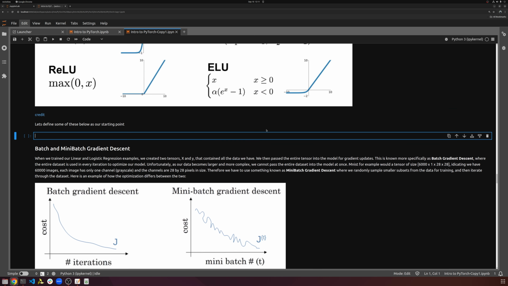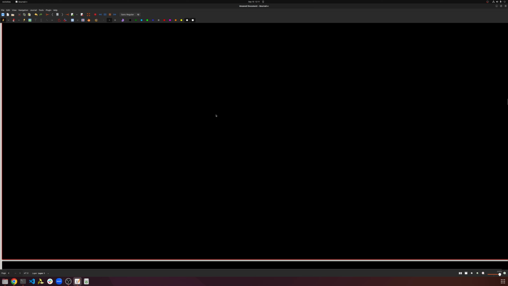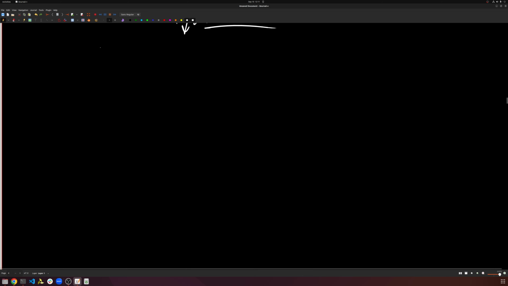Okay, so let's define some of these starting points. We're going to use a batch size equal to 128. So this is basically in our MNIST, we're going to be using 128 images at a time, and that's it. Our loss is going to be nn.CrossEntropyLoss. So quickly, just so you know, right, our binary cross entropy, right?